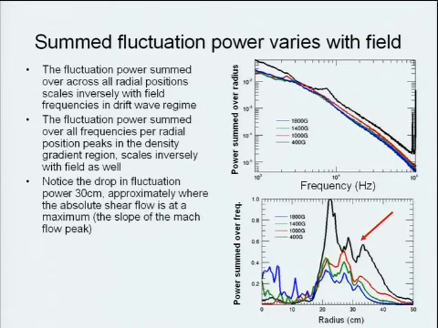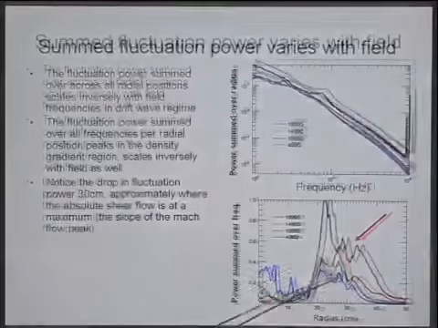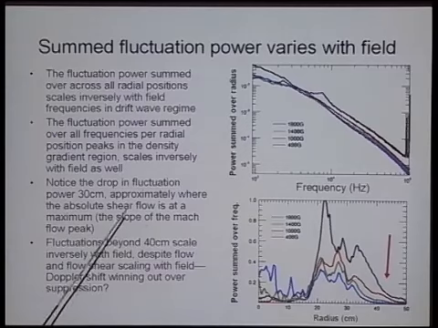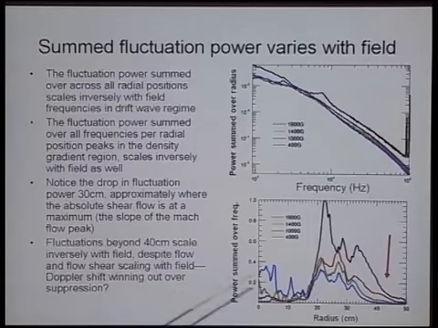Now, that drop in fluctuation power that I noted at about 30 centimeters, you can see here as well. Each field has a slight drop in power, which matches the point where the absolute shear flow is at a maximum. Also note that beyond 40 centimeters, the fluctuations still scale with field. As you pointed out, there are very little turbulent fluctuations at 1800 Gauss, despite the fact that the flow shear is greatest for the 400 Gauss case.